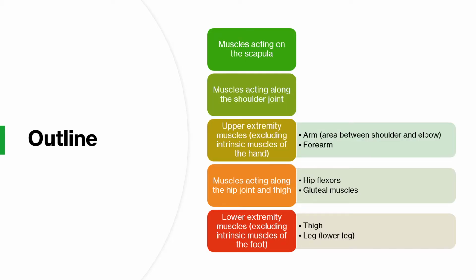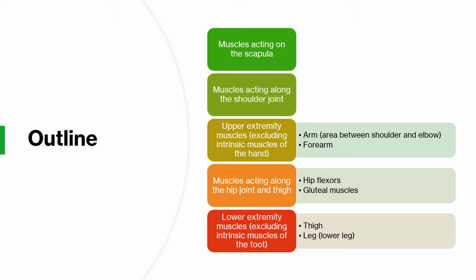We're going to talk about muscles acting on the scapula. We will also talk about muscles acting along the shoulder joint. Upper extremity muscles, excluding intrinsic muscles of the hand, will be discussed. And we're going to talk about muscles in the arm, which again is the area between the shoulder and elbow, and muscles in the forearm.